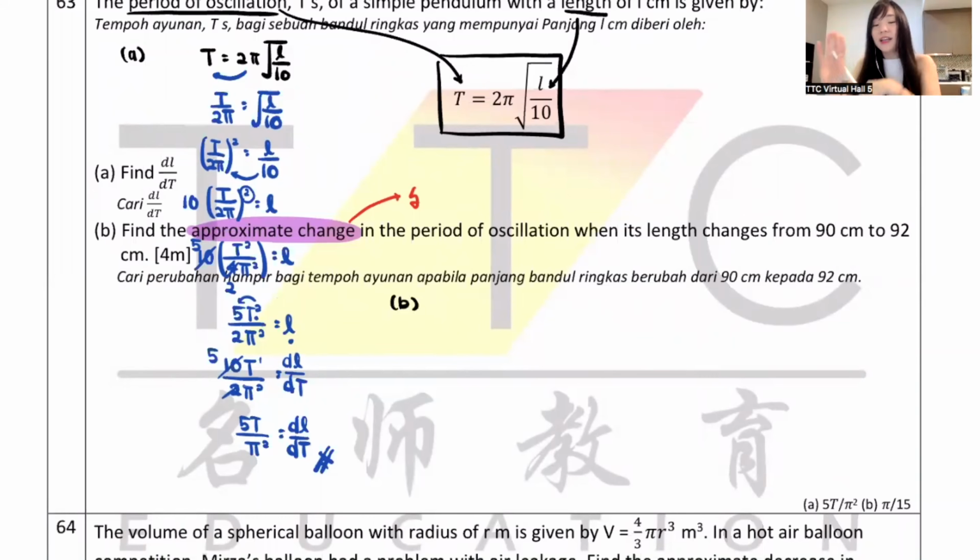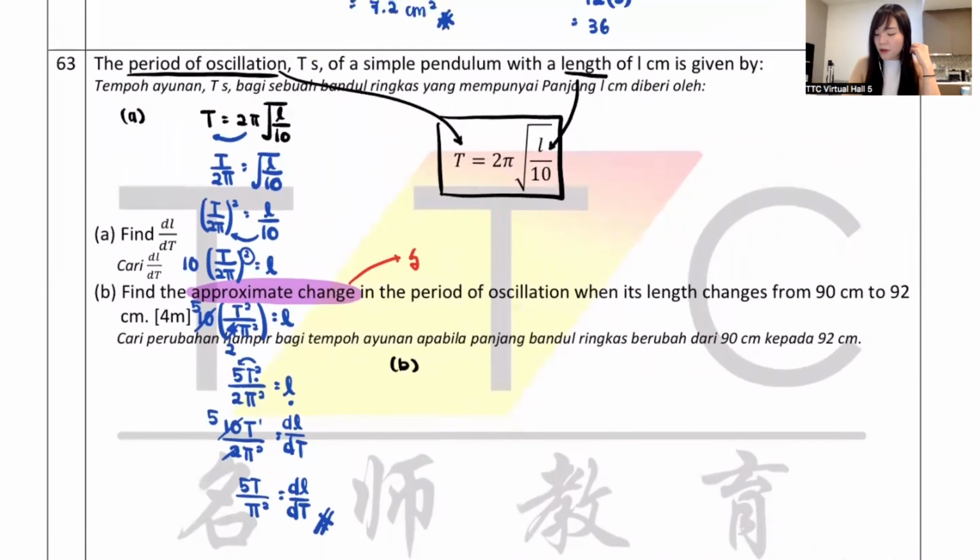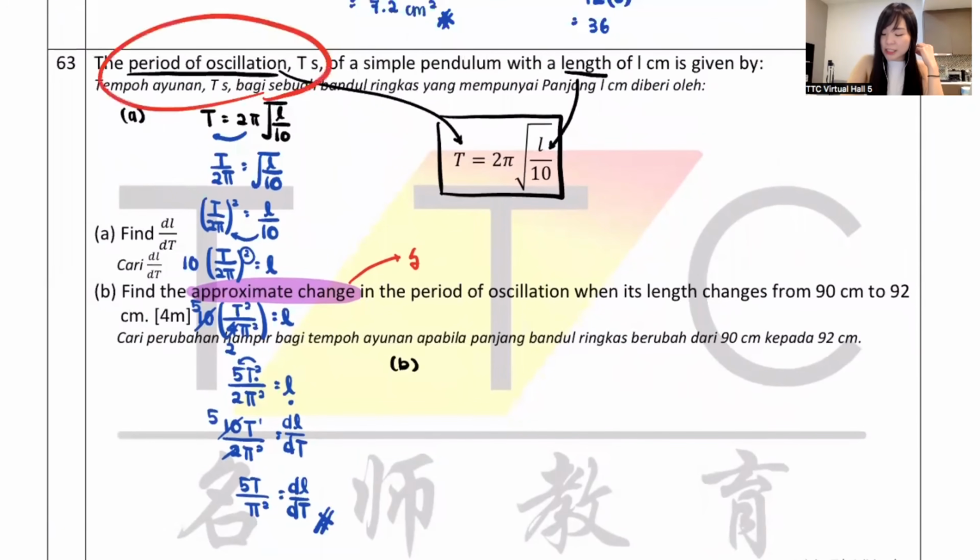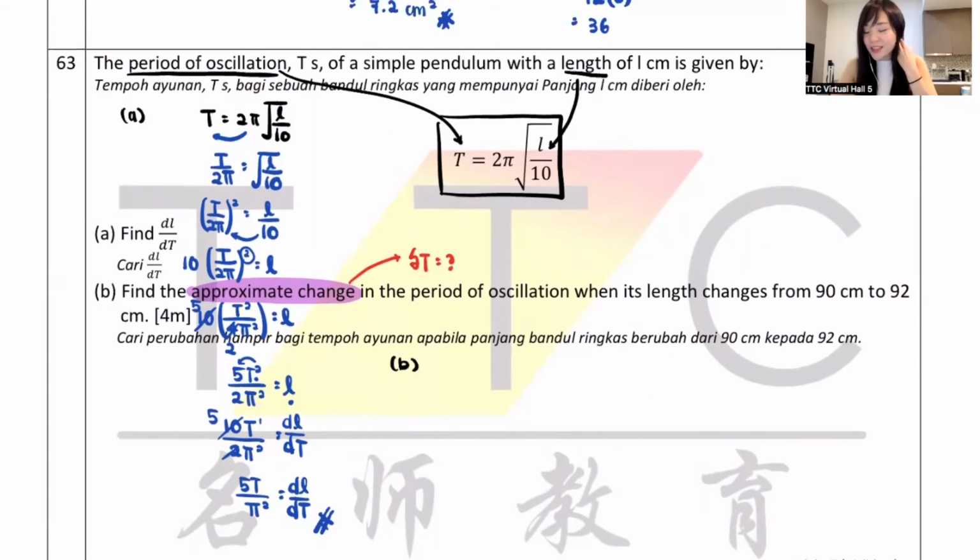Okay, thank you, Vima. They say, find the approximate change in the period of oscillations. So period of oscillation on top here is T. So I think they want to find delta T. Can? They say, when is length? Guys, then the length is what alphabet?